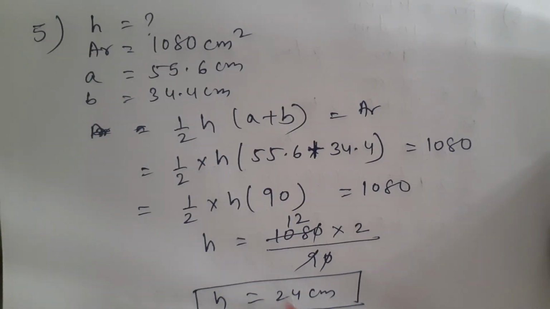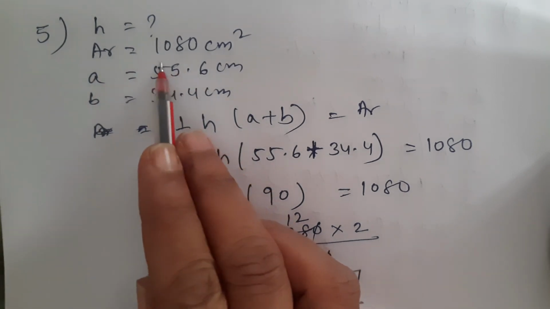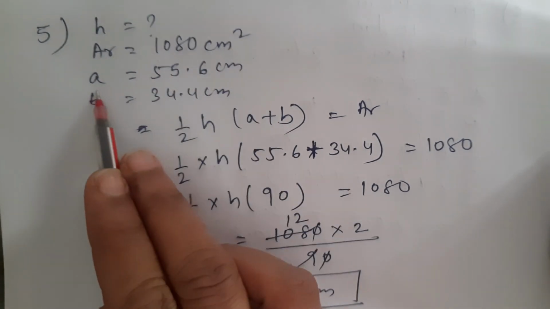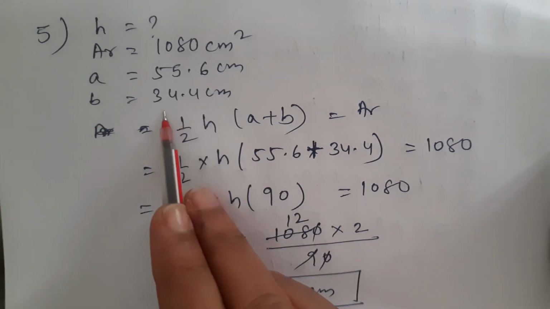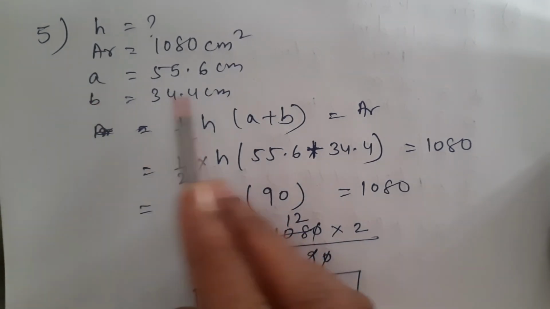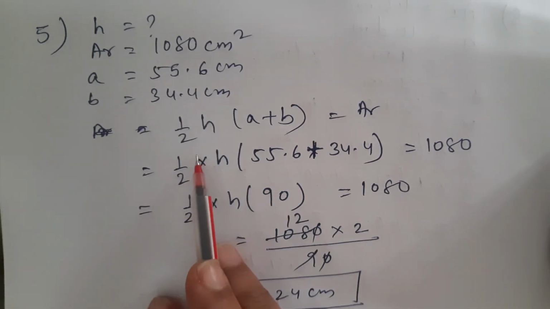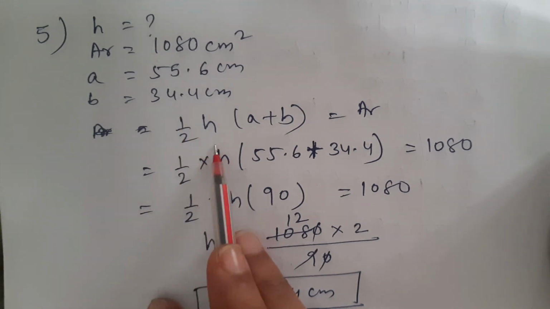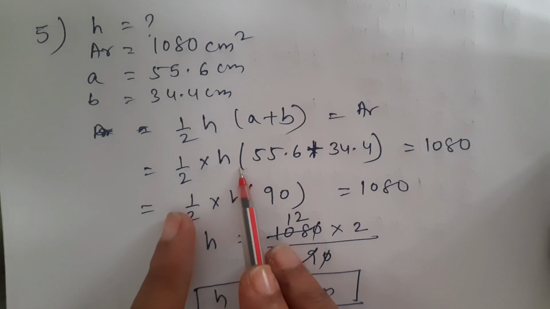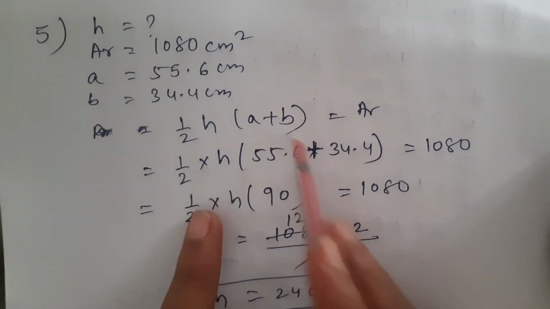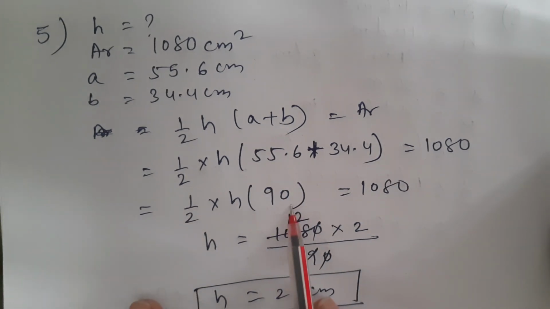Let's start with fifth question. Again in the fifth question, height is question mark, whereas area is given 1080 centimeter square. One of the parallel sides is 55.6 centimeter and the other parallel side is 34.4. So we considered a as 55.6 and b as 34.4. Now applying the formula of trapezium, that is area of trapezium half h, a plus b is equal to area. Now replace all the values. Half h, a is 55.6 and b is 34.4. We need to add them. So after adding, we'll get it as 90.